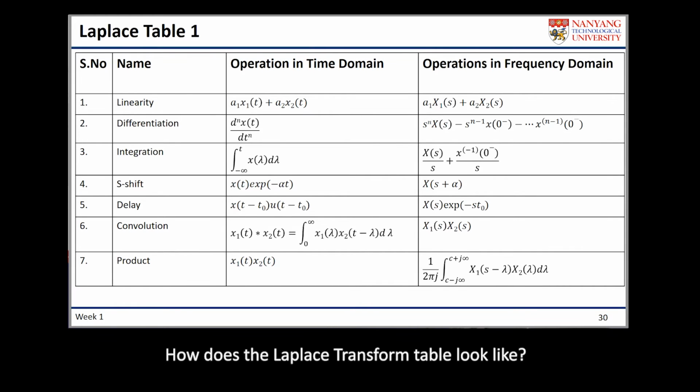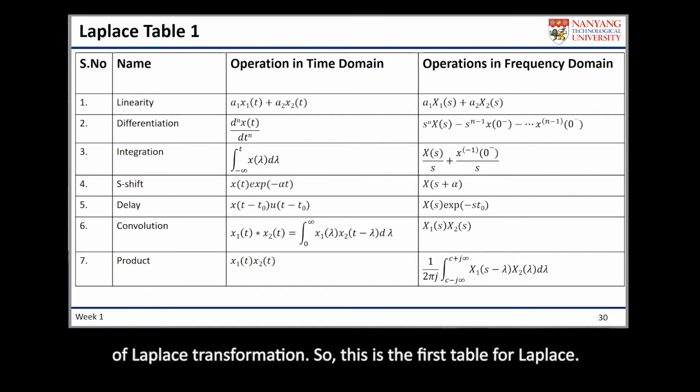How does the Laplace transform table look like? There are two types of Laplace table. The first table lists all of the properties of Laplace transformation. So this is the first table of Laplace. This lists the properties of Laplace transformation.